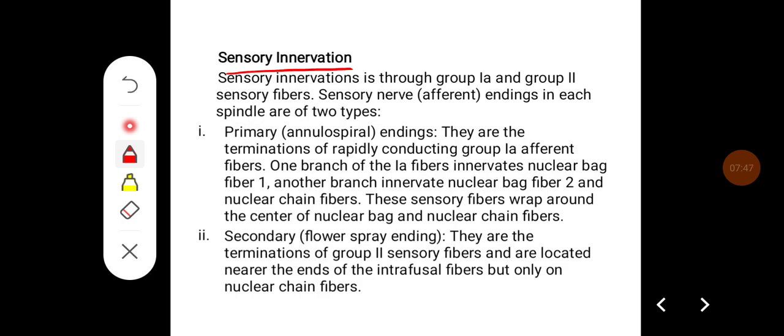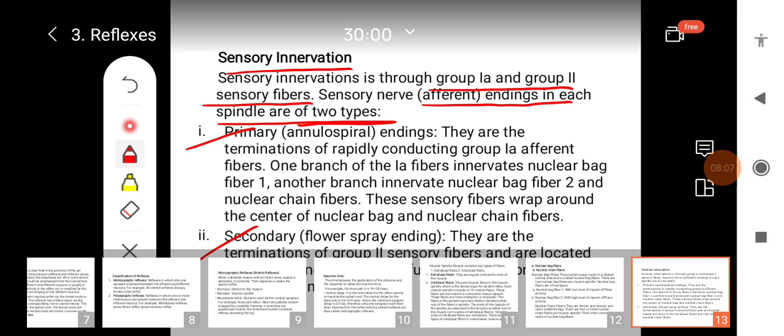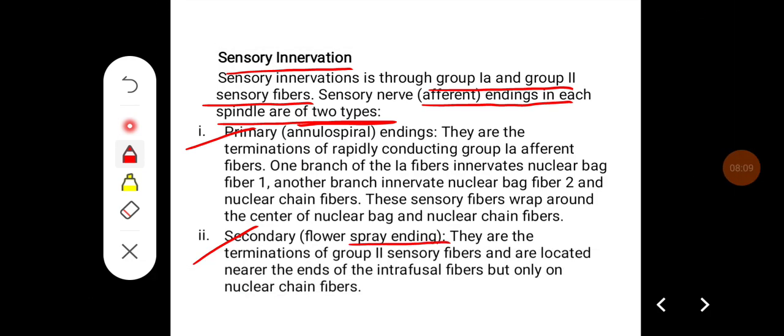If you see the sensory innervation to the spindle intrafusal fibers, it occurs through the group 1A and 2 sensory fibers. Sensory nerve endings in each spindle are of two types. They are primary endings and secondary endings. Primary are annulospiral and secondary are flower spray endings. Primary endings are the termination of the rapidly conducting group 1A type of afferent fibers.